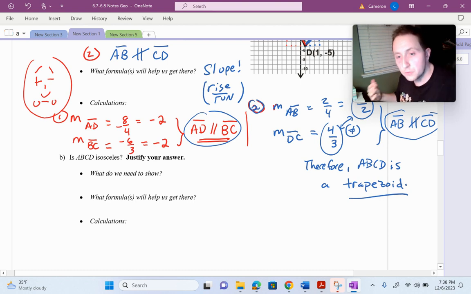Okay, so this is a proof, right? It's not a two-column proof, but it's called a coordinate proof. We're proving using these formulas on the coordinate plane the properties that we've been talking about the whole chapter. Now a follow-up question. I want to know if the trapezoid is isosceles. What do we need to show?